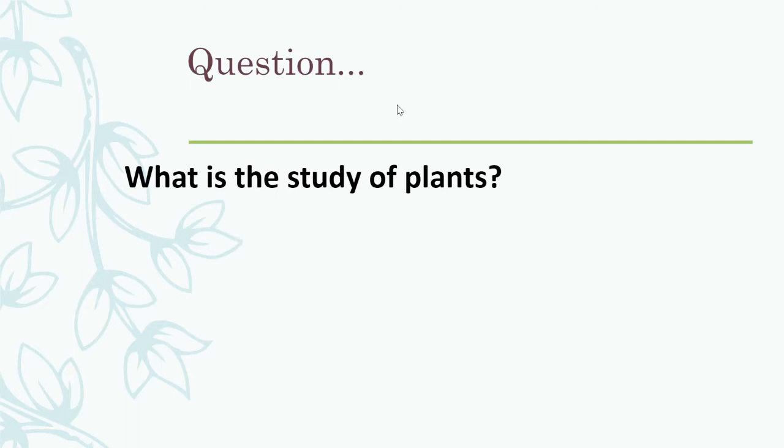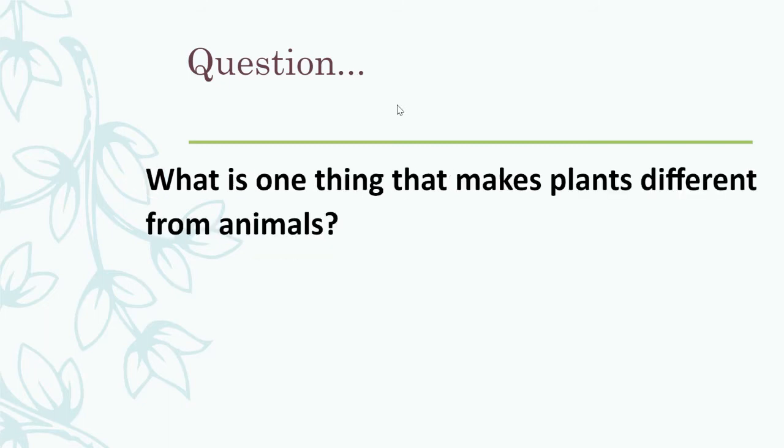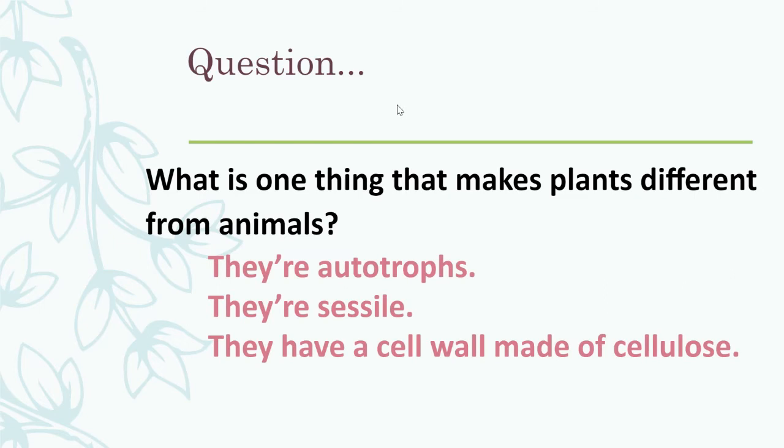All right, question here, you try this out. What is the study of plants called? It's botany. How about, what is one thing that makes plants different from animals? Actually, for Edpuzzle, I'm going to ask you, what is something that is not different between plants and animals? Some of the differences are that plants are autotrophs, they are sessile, and they have a cell wall made of cellulose, but there are some similarities. So you were supposed to pick the similar one.